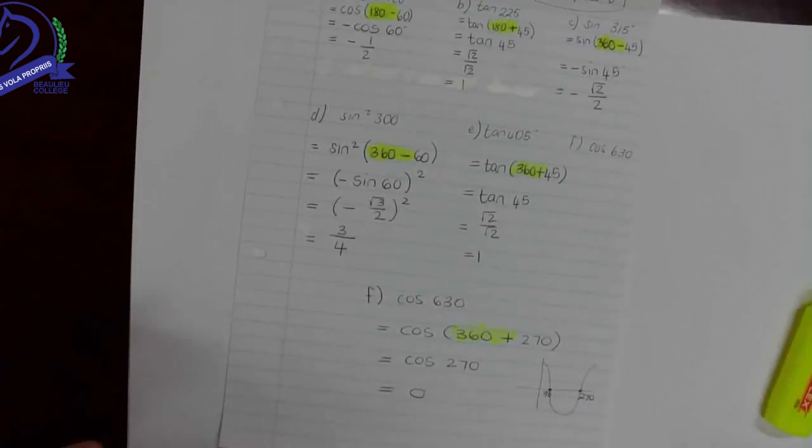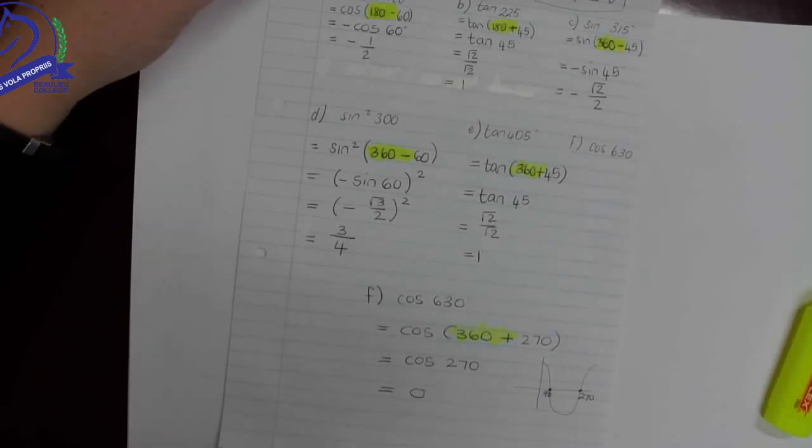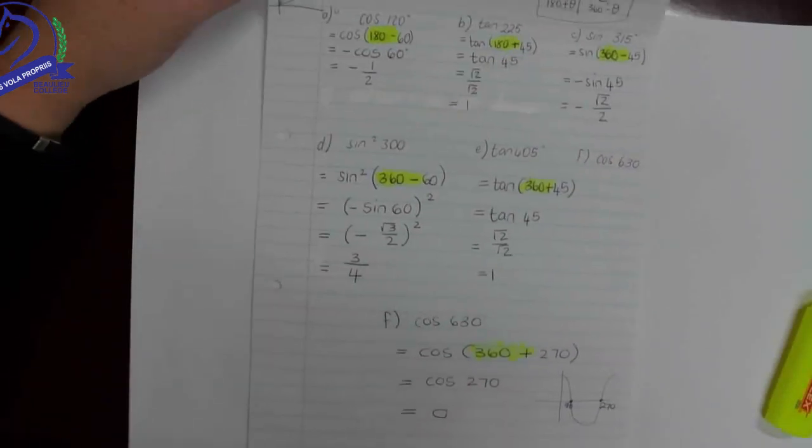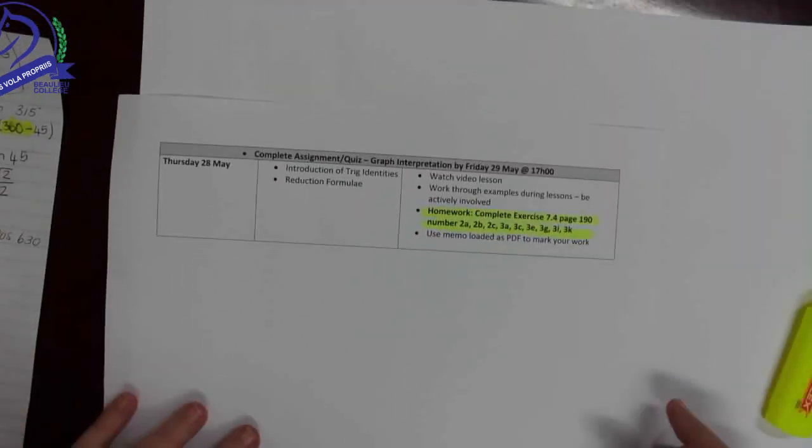Okay, this is your work then for today, Thursday 28th of May. I hope that you practice this and listen to my instructions. This is new. What do I have to do for Monday? I need to complete my homework, exercise 7.4, and those numbers, and use the memo to mark it.